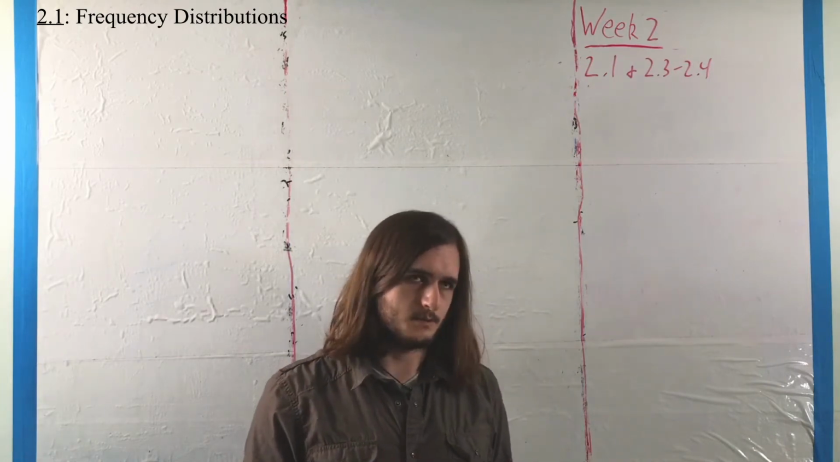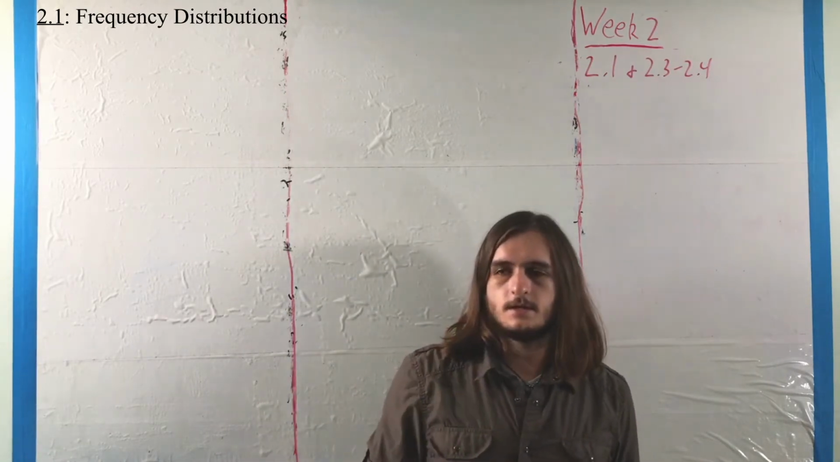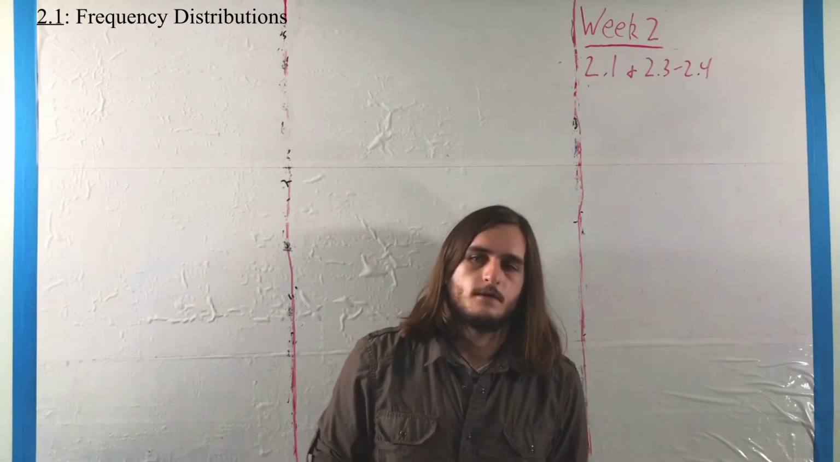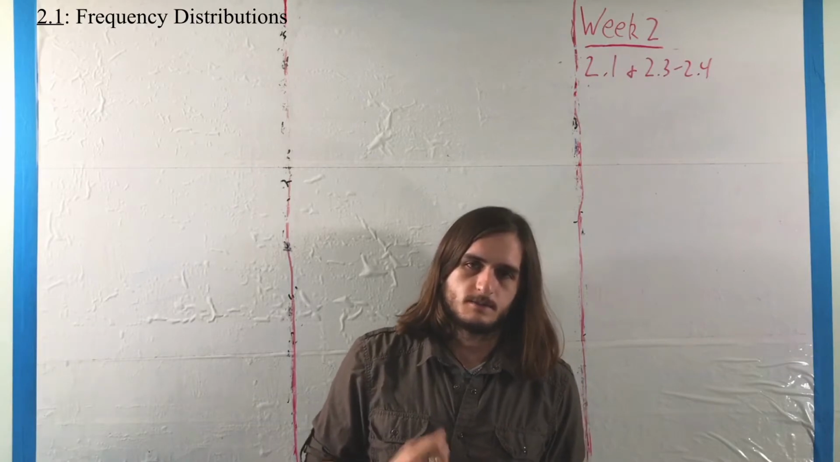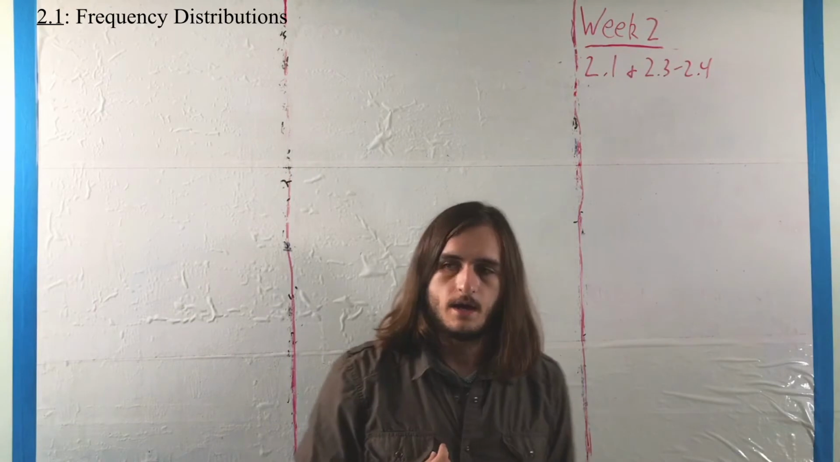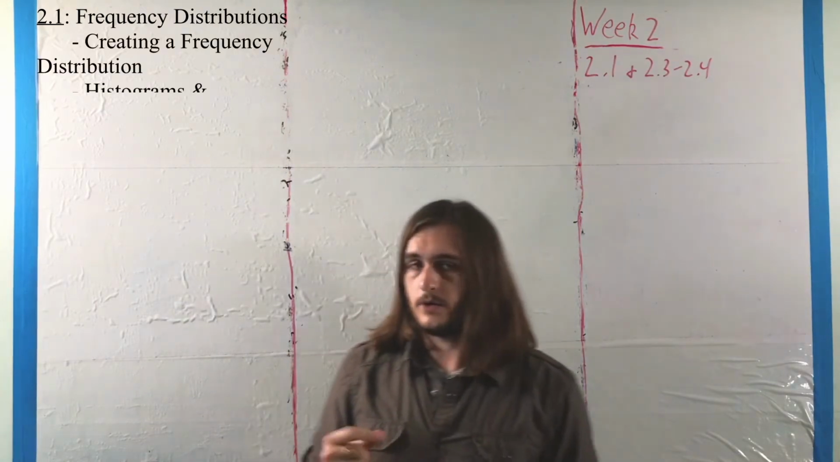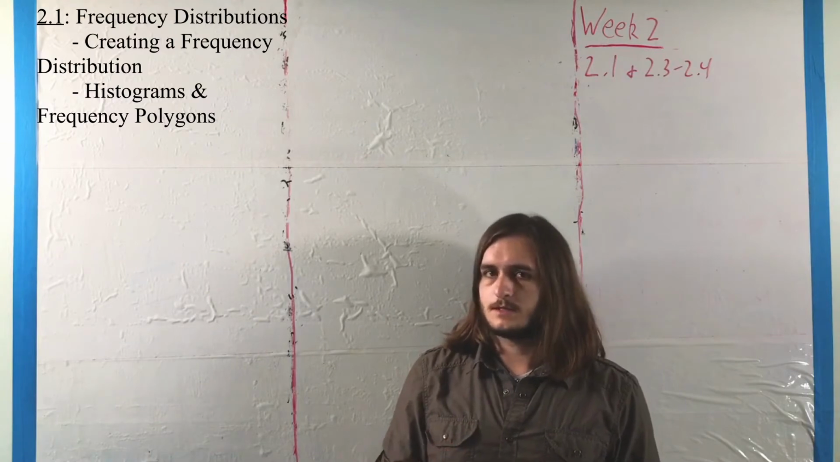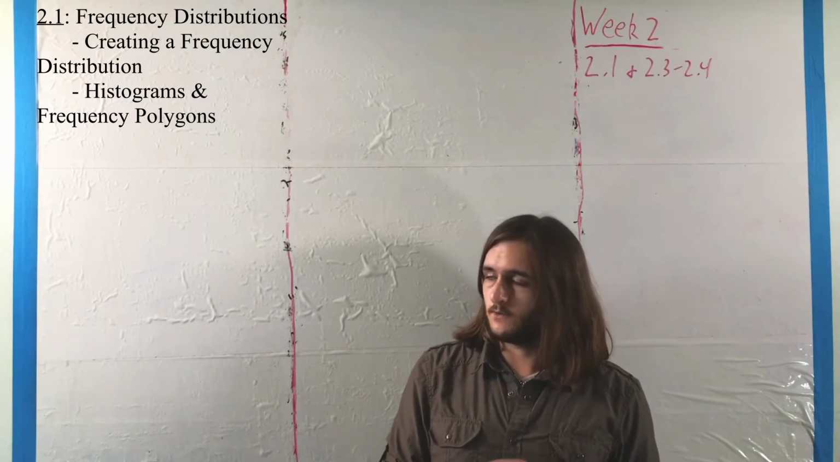It's a fancy way of saying tables. And this is probably one of my least favorite sections in the book for how it's presented. We're not going to spend a ton on this, but we are going to see a little bit about frequency distributions, how to make them, and then how we can present them graphically. And we're going to skip 2.2. That's left in there as extra credit for you guys if you want to go get those points.